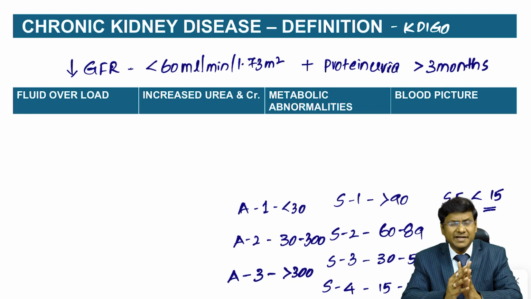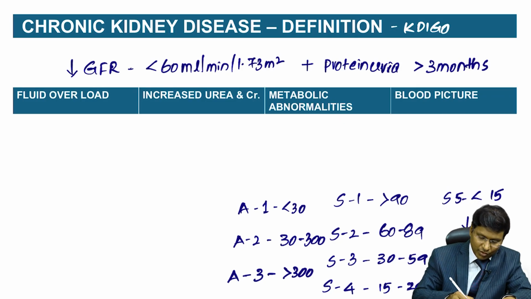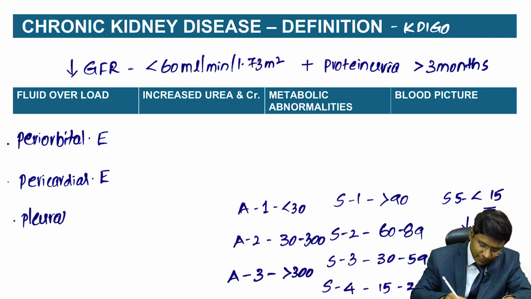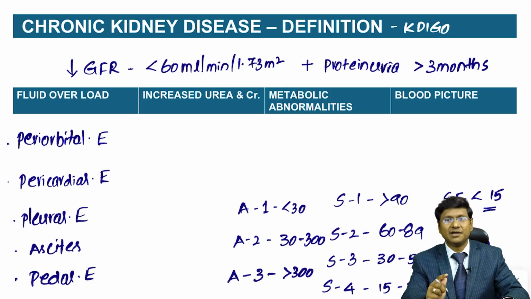Alright. And the very important part of the discussion is the clinical manifestations. You will have clinical manifestations due to fluid overload, and these will be in the form of periorbital edema, that is number 1. And number 2, these patients will have pericardial effusion. Then these patients will also develop pleural effusion, ascites, pedal edema, and pulmonary edema resulting in respiratory distress. So these will be the features of fluid overload.